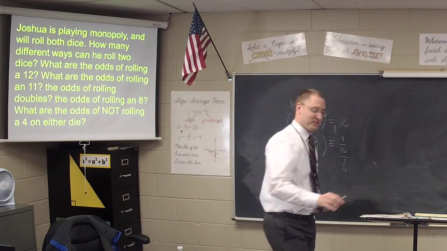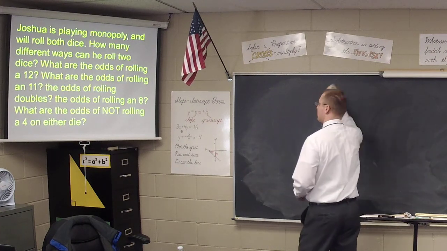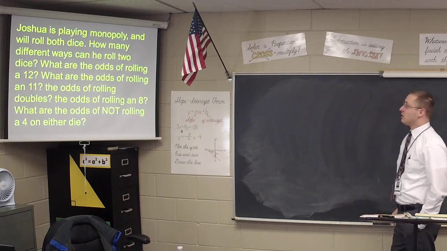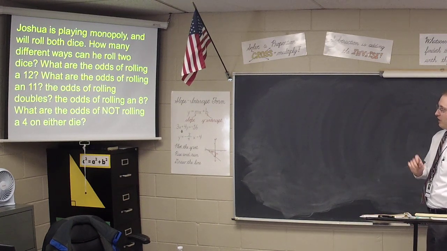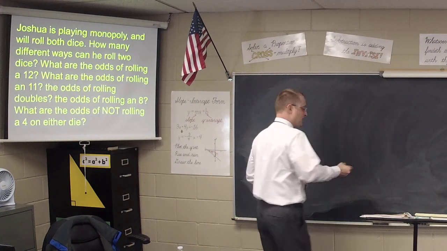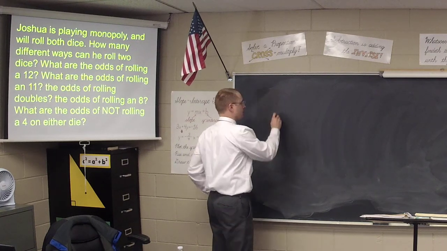All right, Josh, your problem. Read this for us. Joshua is playing Monopoly and will roll both dice. How many different ways can he roll 2 dice? All right, let's stop there. How many different ways can he roll 2 dice? So he shakes them up, rolls them out. How many different ways could the dice come out? At your seats.